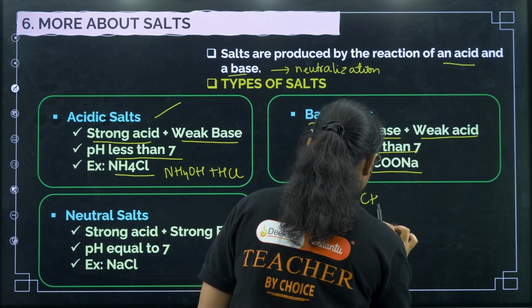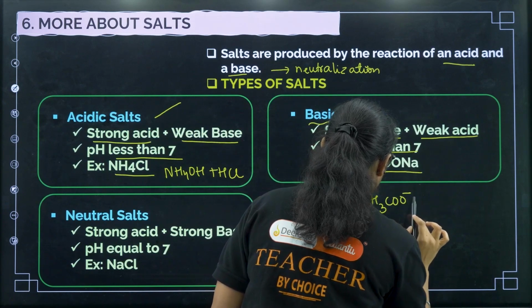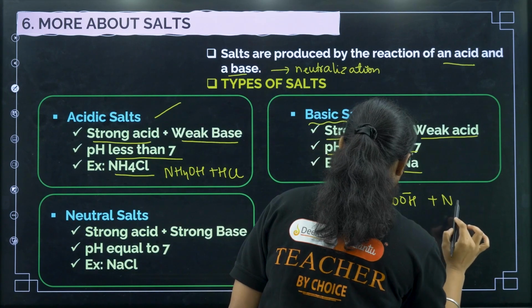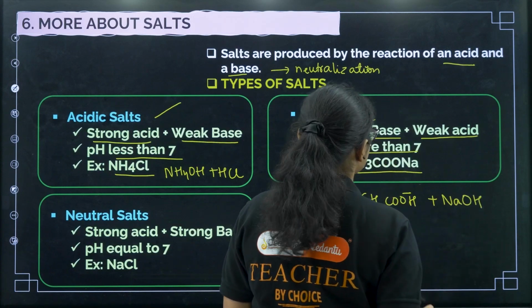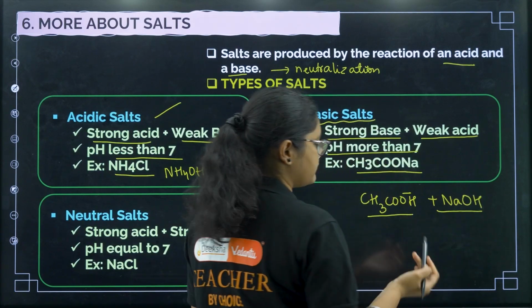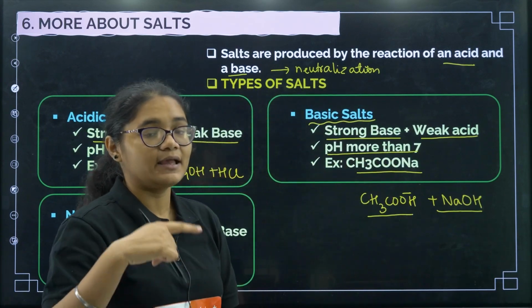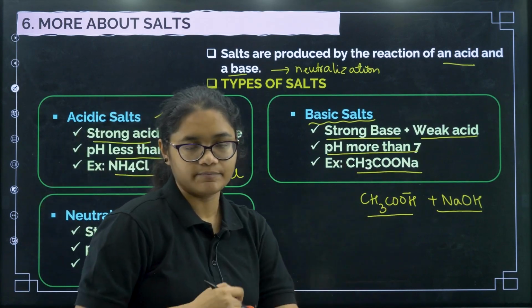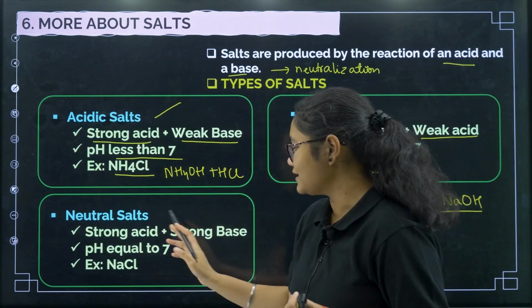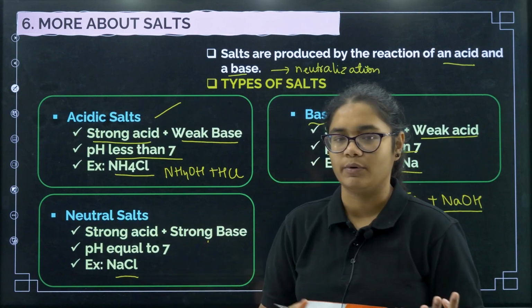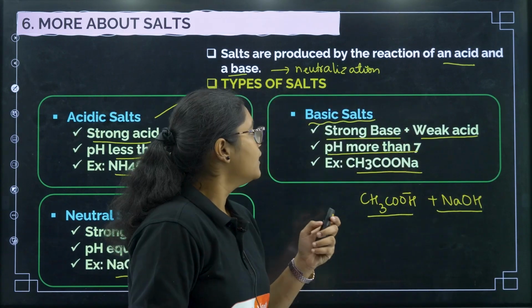Then for basic salt you have strong base and weak acid, pH is more than 7, and here we have CH3COOH plus NaOH, okay. So here you can see this is a strong base, this is a weak acid, so the salt will be basic and the pH will be more than 7. For neutral salt you need a strong acid and strong base, NaOH plus HCl giving NaCl, okay, fine.